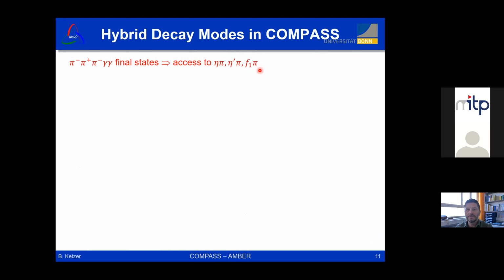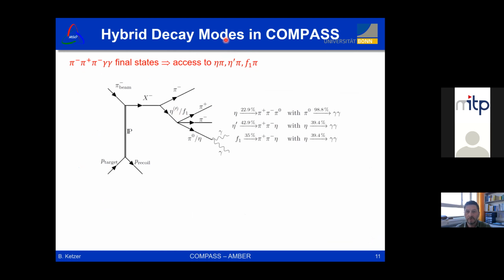So we are trying to extract all those additional or more dominant decay channels, and there's one very interesting final state, the 3 pion 2 photon final state, which gives us access to all these three final states. So we just select 3 charged pions plus 2 photons, and then depending on whether we make a cut on the 2 photons being a pi 0 or an eta, we can select these different decay chains.